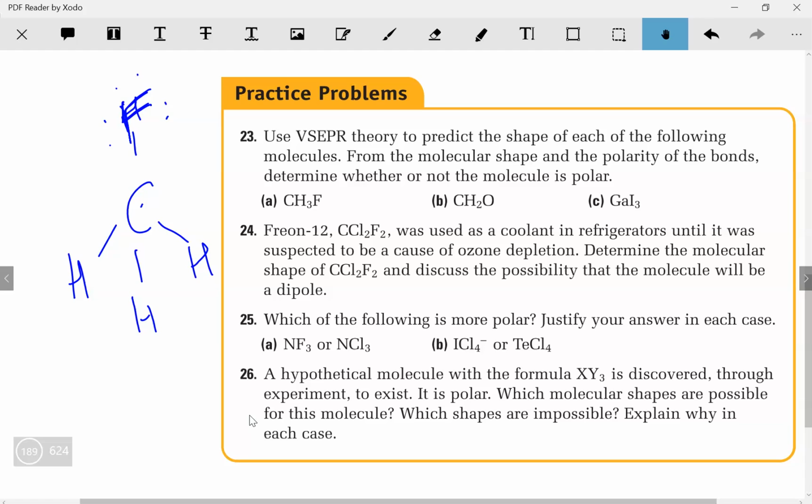This is our compound. We know it's AX4, so tetrahedral. This will be polar because it has different substituents on it. So this has basically no dipole between the C and H, but there will be a net dipole between C and F, and therefore it's a polar molecule.